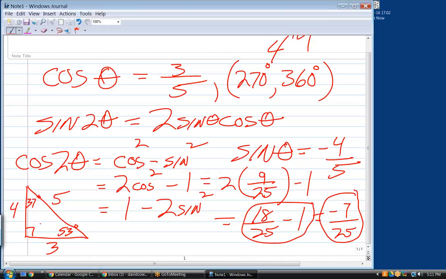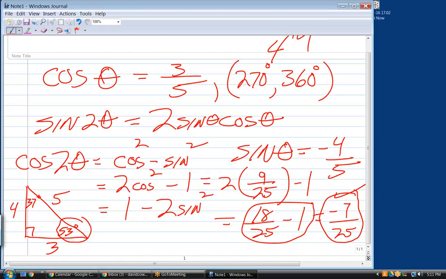So theta must be this angle here, right? For the cosine of theta to be 3 over 5, theta must be that 53 degree angle. So the cosine of 2 theta would be the cosine of 106 degrees, which puts it in the second quadrant, so it had better be negative. And in fact, we came out with negative. Had we come out with positive, we'd have known we made a mistake. So then you can check it. It's always a good idea to have some way of checking.